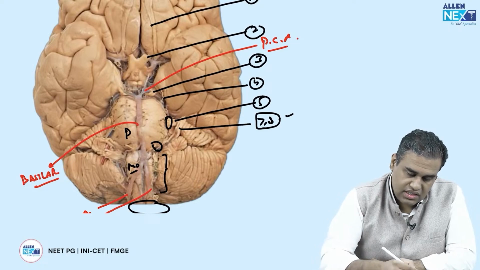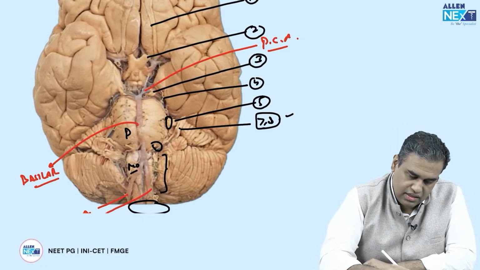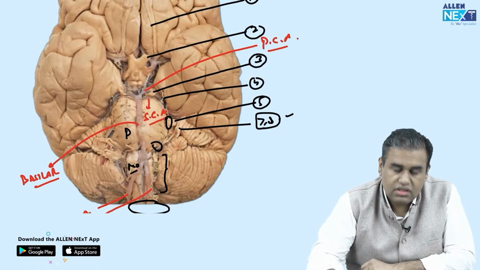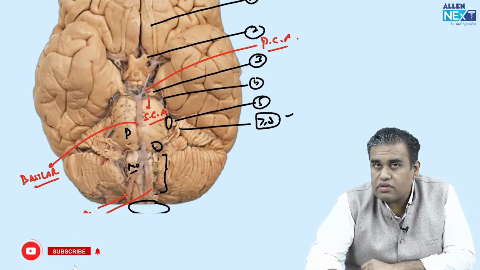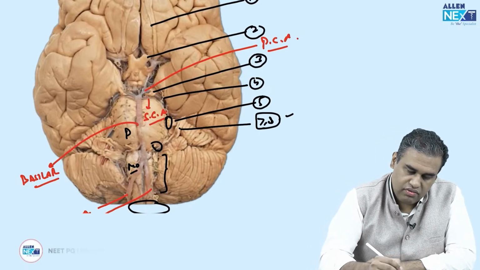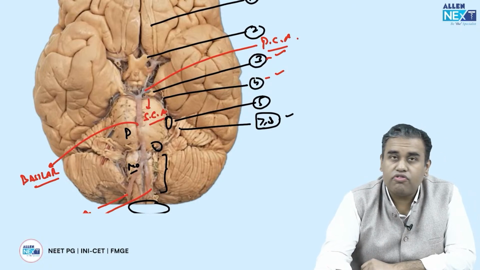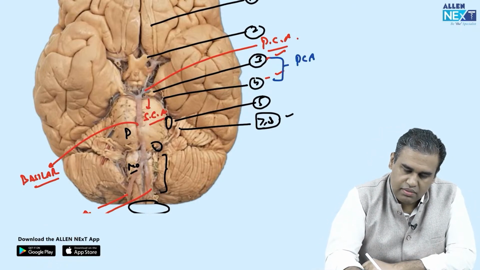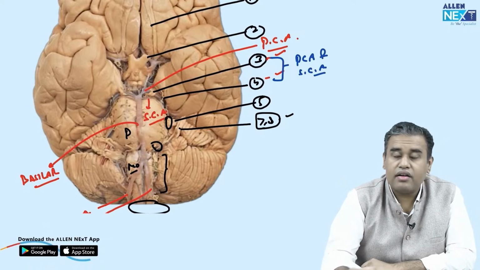And a branch of the basilar just before the posterior cerebral artery, this over here is the superior cerebellar artery. Remember, it is cerebellar because it is going to supply the upper surface of the cerebellum, right? So superior cerebellar artery and posterior cerebral artery, which nerve lies between them? It is the third and the fourth cranial nerve. These two nerves lie between the posterior cerebral artery and the superior cerebellar artery.